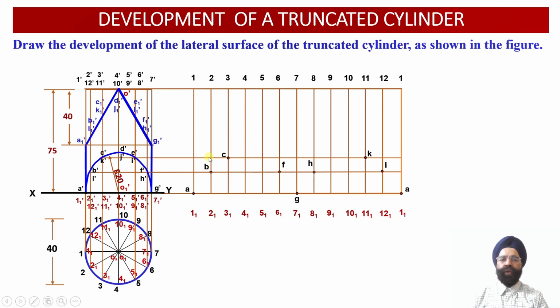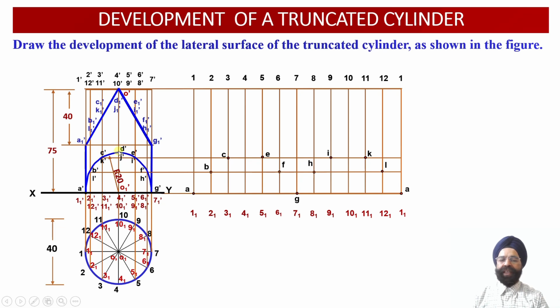let us evaluate the intersection of this horizontal line with 5 5 1 and 9 9 1. So this intersection with 5 5 1 will locate point E in the developed surface area. This intersection with the vertical projector 9 9 1 will provide us with the location of the point I in the developed surface area over here.